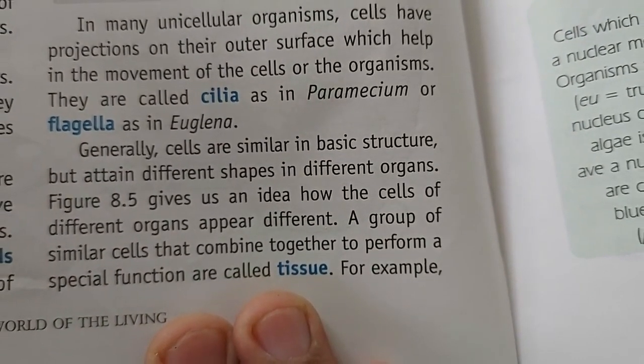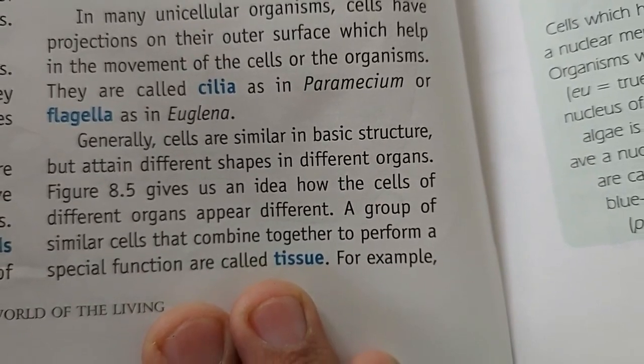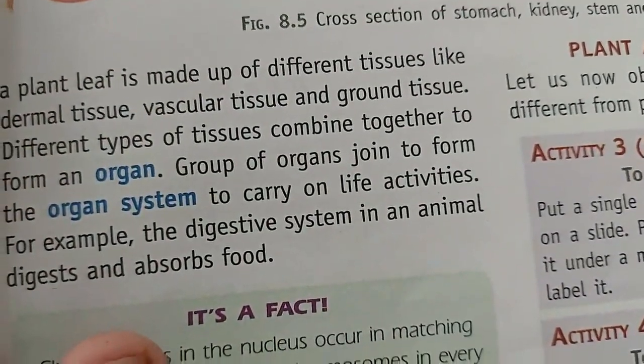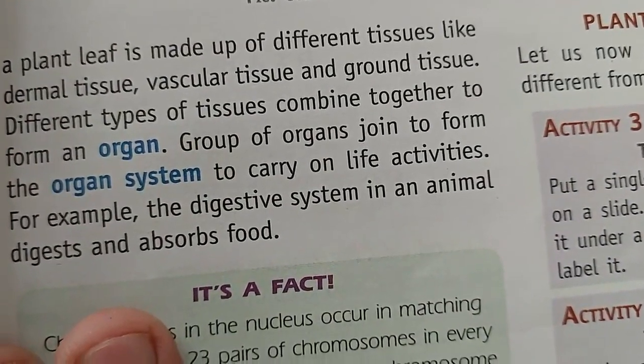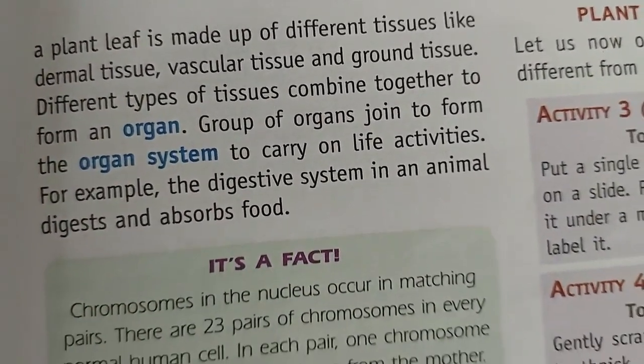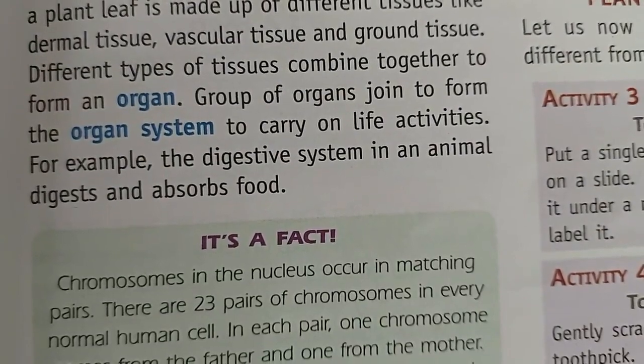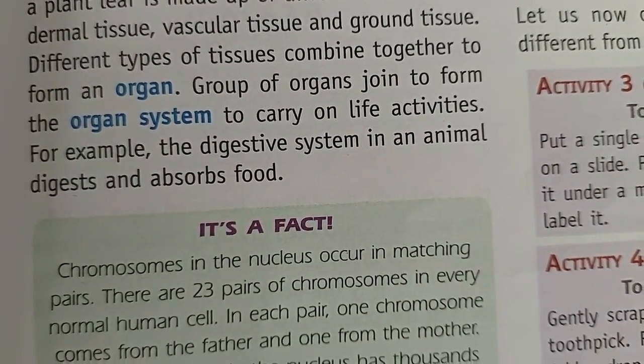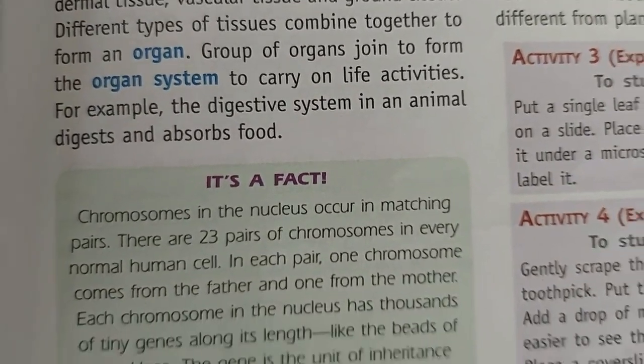A group of similar cells that combine together to perform a special function is called a tissue. For example, a plant leaf is made up of different tissues like dermal tissue, vascular tissue, and ground tissue. Different types of tissues combine together to form an organ. A group of organs join to form an organ system to carry out all life activities. For example, the digestive system in animals digests and absorbs food.